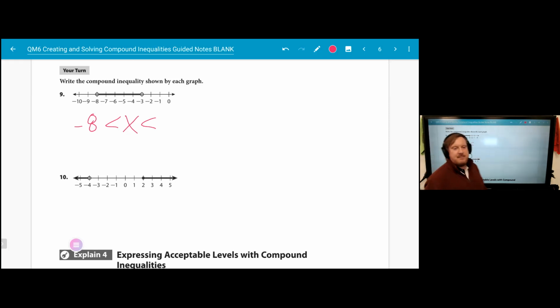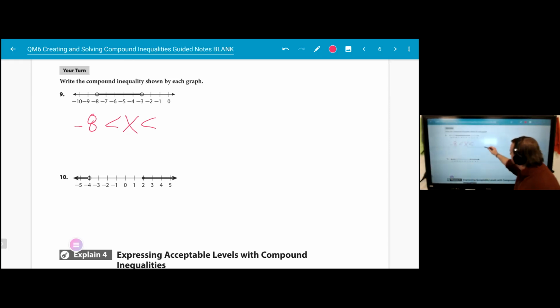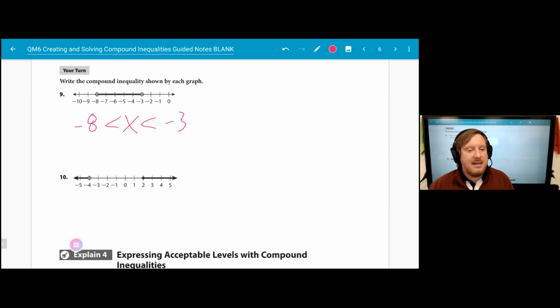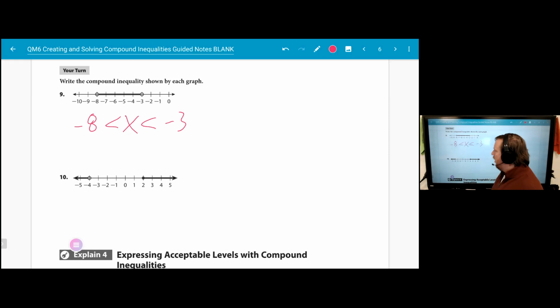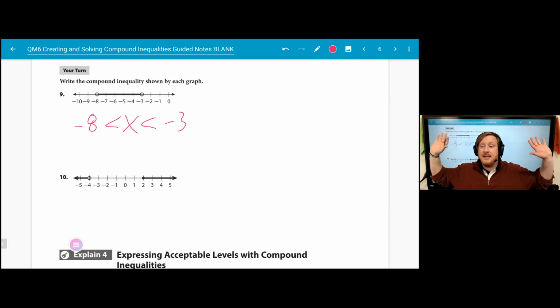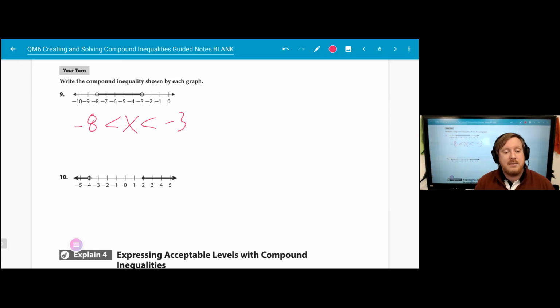On the right-hand side, I have the biggest number, which is -3. And I'm looking at this. Oh, it can't equal -3 either because it's an open circle. And I'm done. This is an and. I'm done.